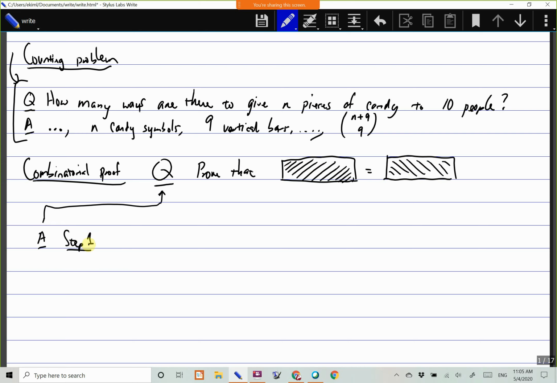Three steps. Step 1, you come up with a counting problem. Maybe I'll just clarify, you come up with a counting problem question. So, for instance, up here, like there's this, how many ways are there to give n pieces of candy to 10 people? That's a counting question. So you have to come up with a relevant counting question in step 1. Step 2, you answer your counting question.